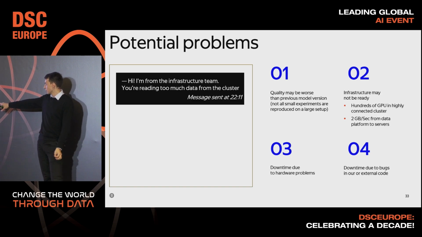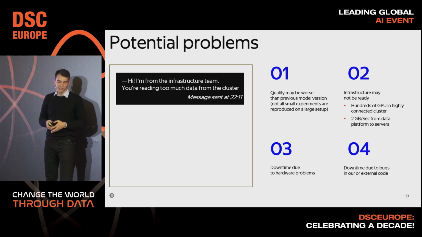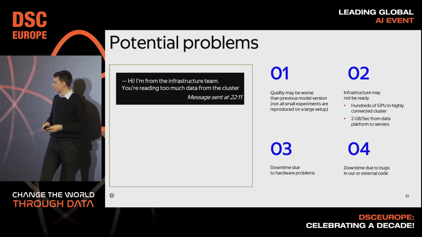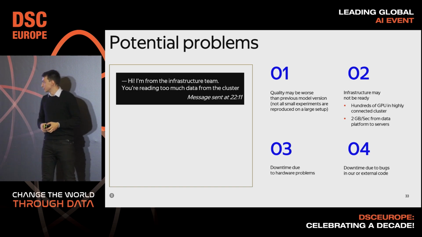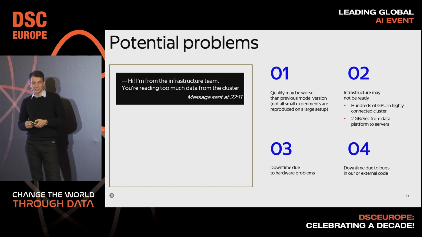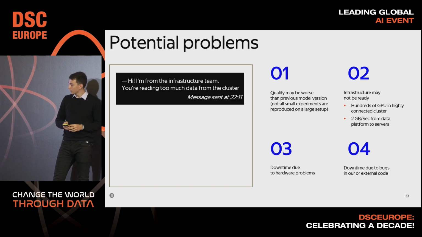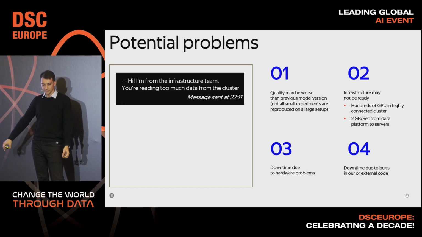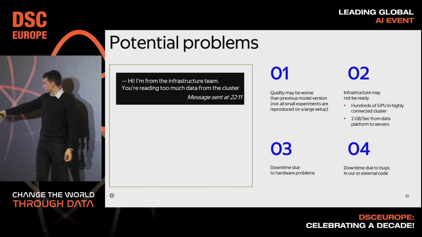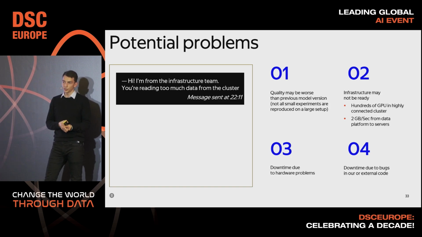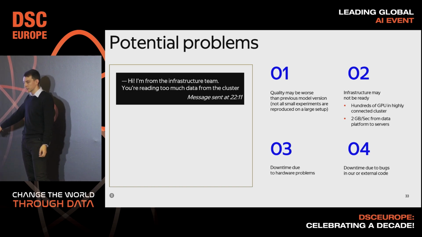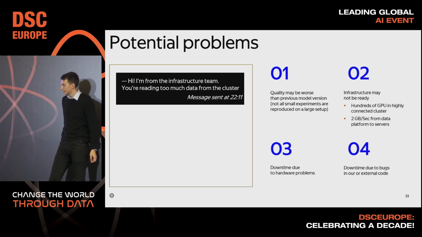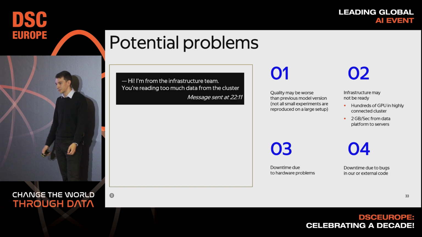For example, in our training, we usually take like 2 gigabytes per second from the data platform. And one night, when I wanted to go to sleep, I got a message saying, hi, you're reading too much data from the cluster. Our data cluster was not feeling good about our training because we read too much data at the same time. And there are lots of more problems that we can't prevent. For example, hardware problems: GPUs can break, servers can break, the network can break, and it all causes some downtime in training. And there can be lots of bugs in external code, and there were bugs in our code that can also make the final model worse.